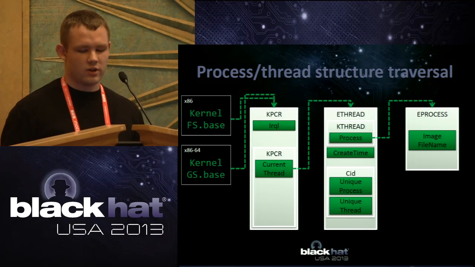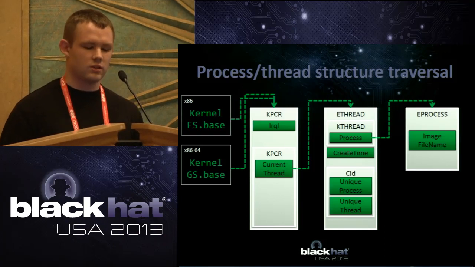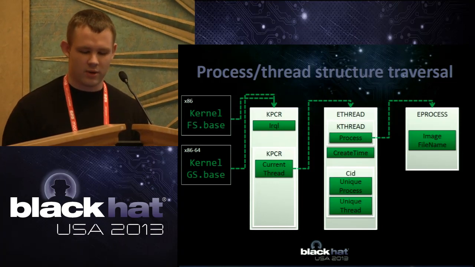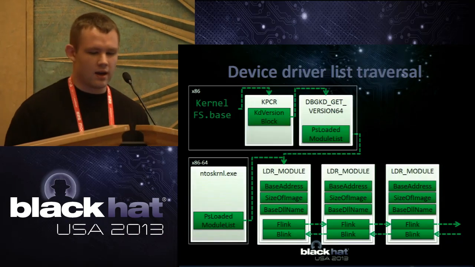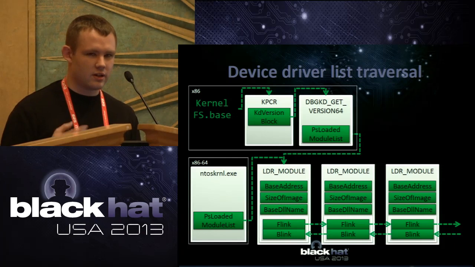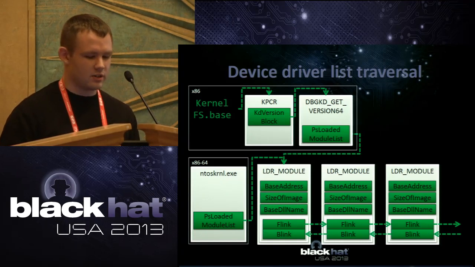And then the three structures actually contain all the information that we need. So the IRQL level, and the information about the current thread, and the image name of the current process. And then when it comes to getting information about all of the drivers that are being loaded by the operating system, which we need for symbolization, it's also pretty simple.